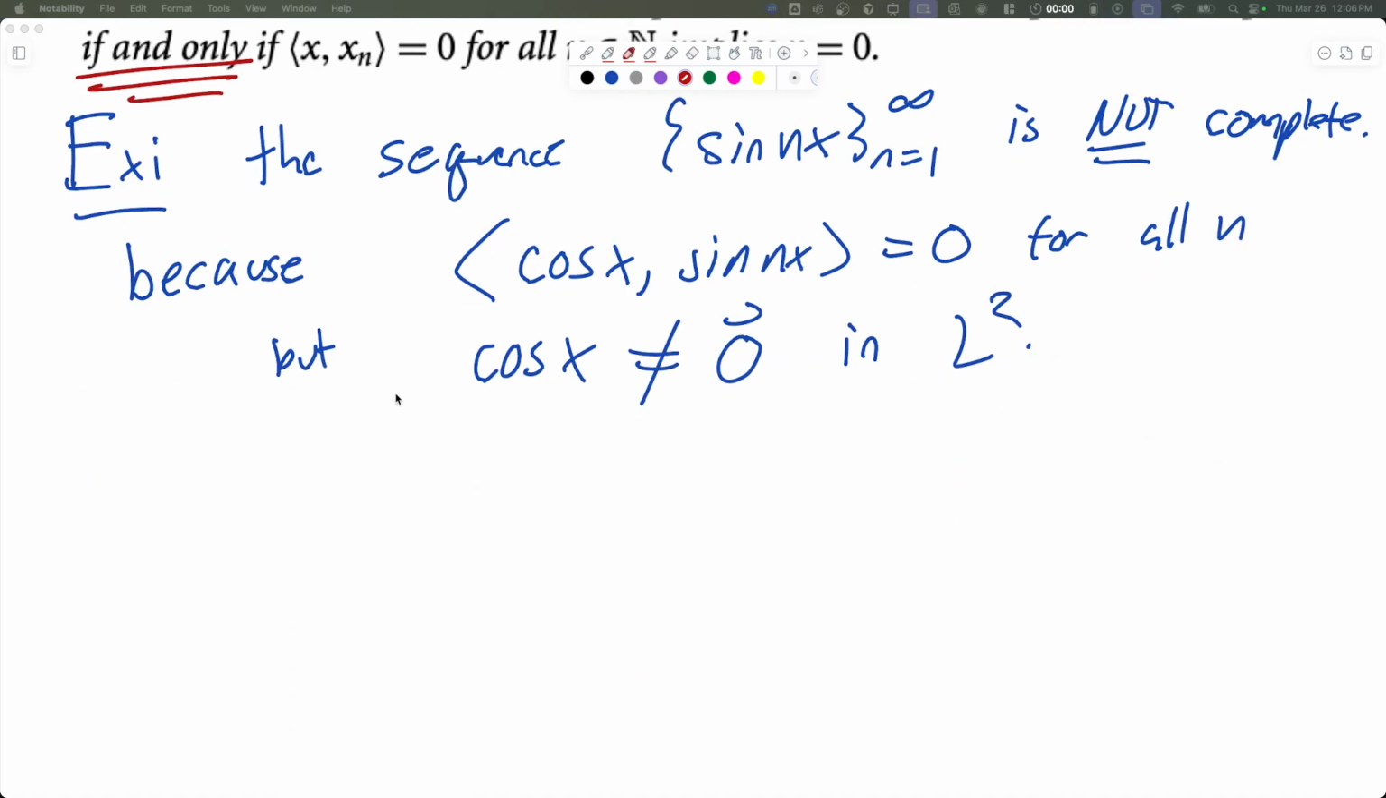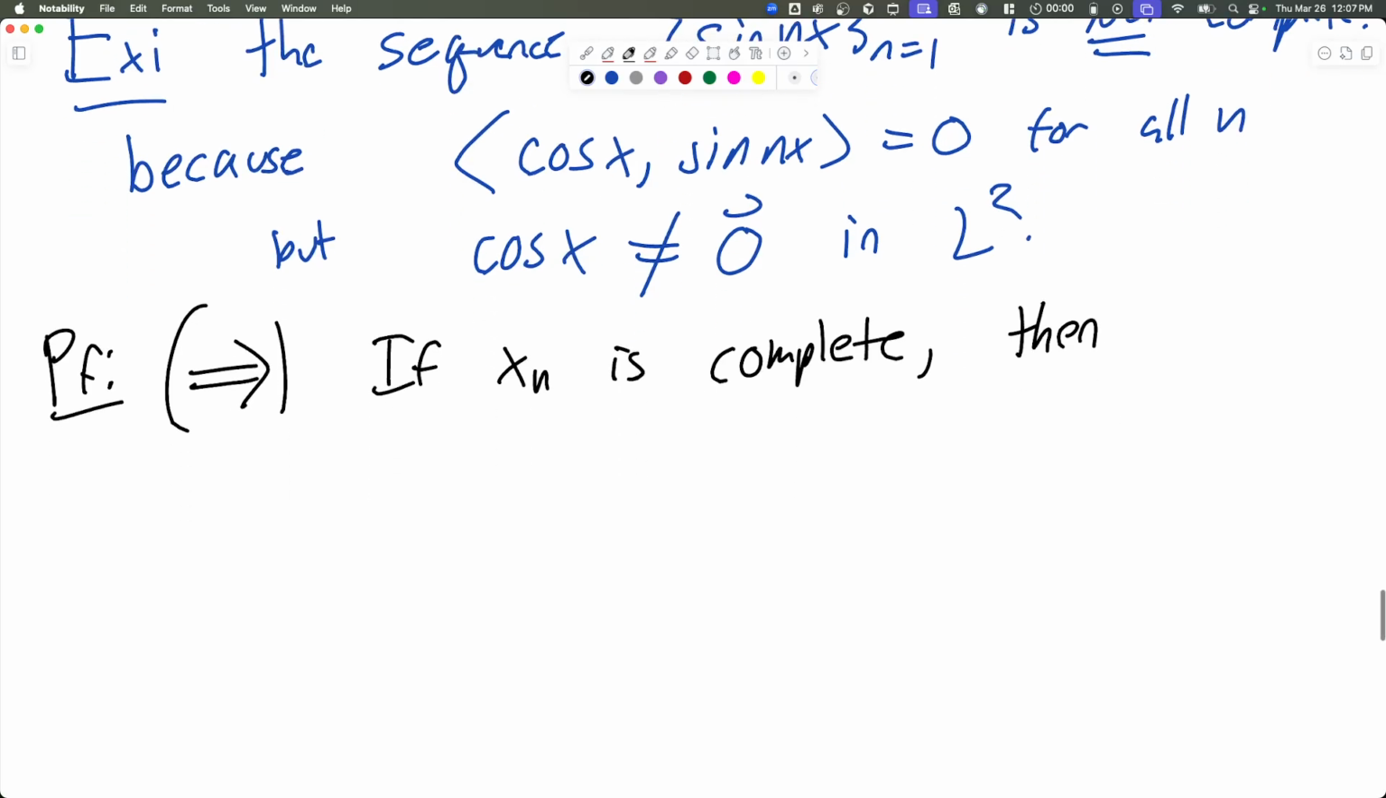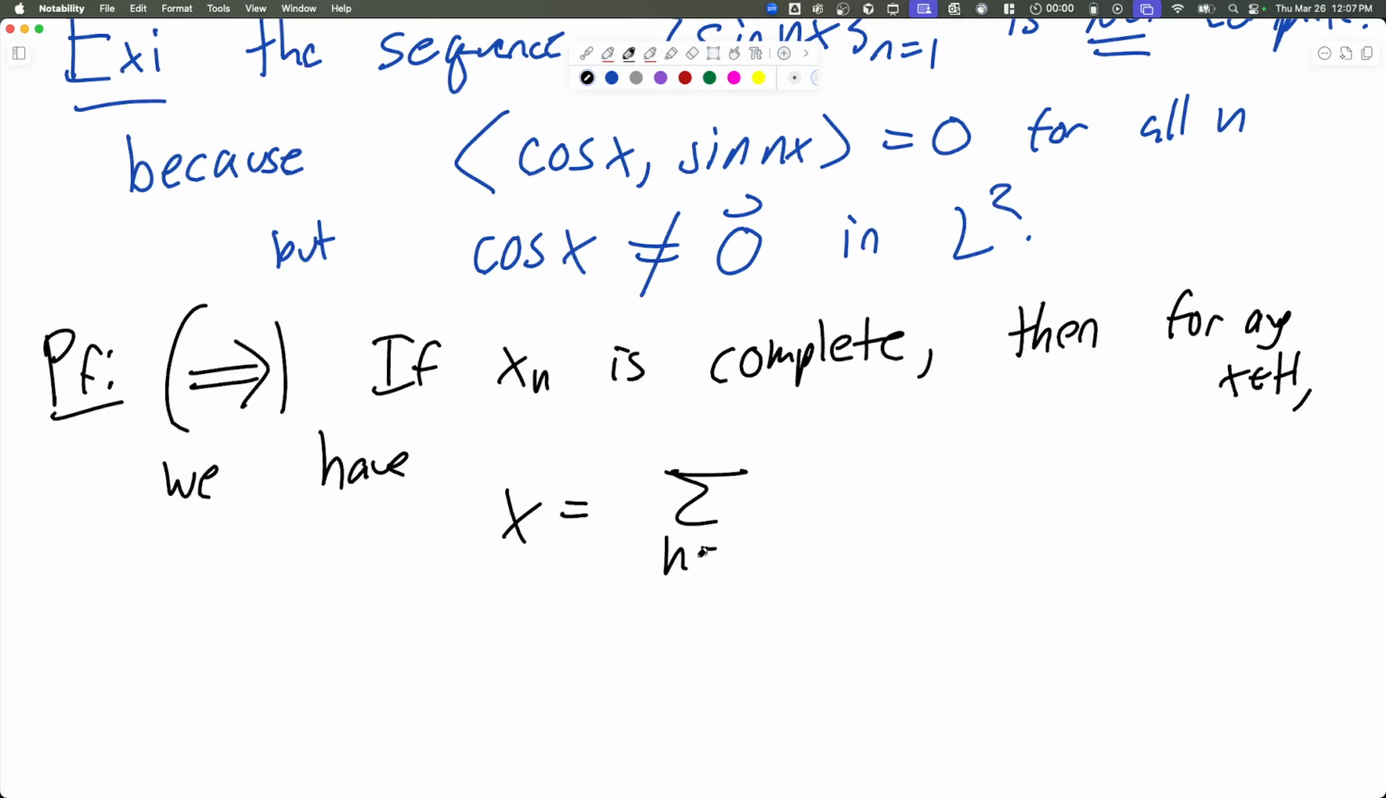Okay, so here's the proof. There's two directions. This direction says if xn is complete, then for any x in H, we have x equals the infinite sum, n equals 1 to infinity of <x, xn> times xn. That's the definition of complete. So if you give me a list of coefficients, I reassemble the function x. That's what complete means.